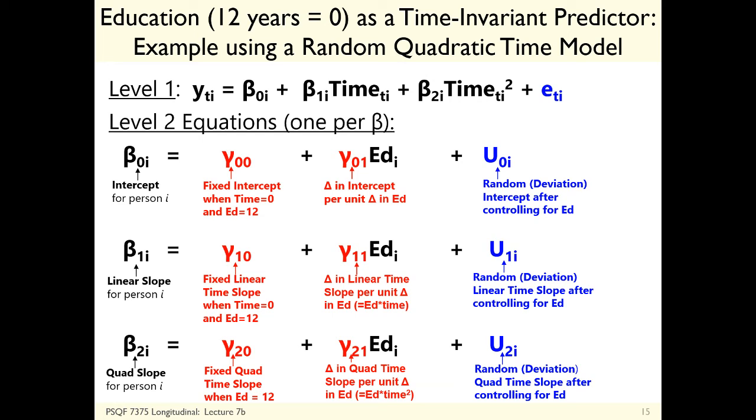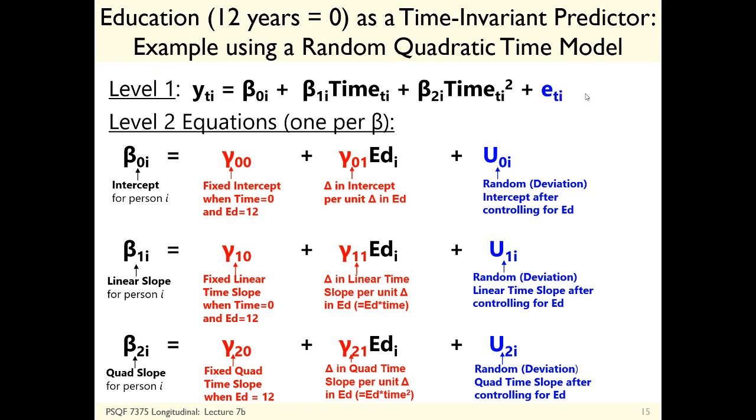Now in this model, what's going to happen to E variance at level 1? Any guesses? Does it stay the same? Does it go up? Does it go down? Does it go down after I add education in? Yeah, E would go down when we add fixed effects of time and time squared.